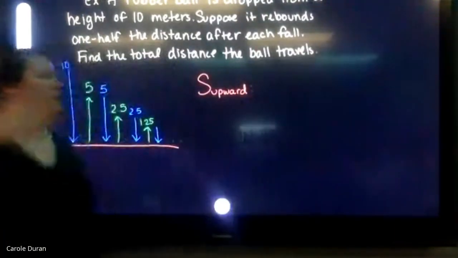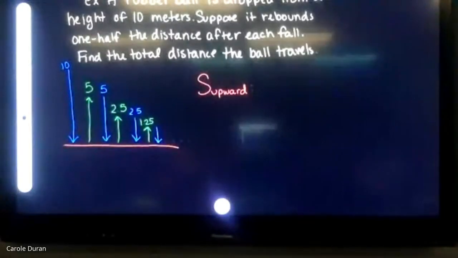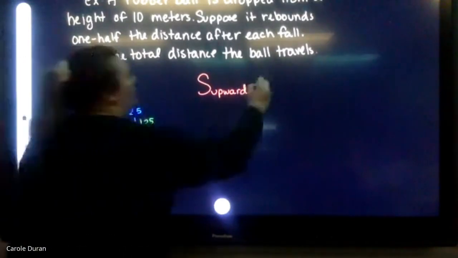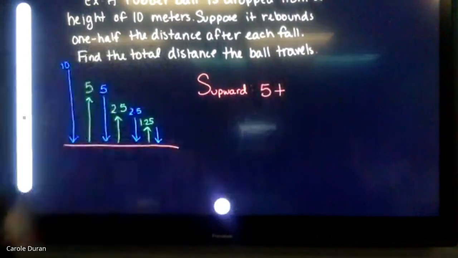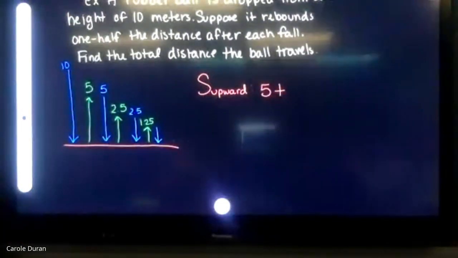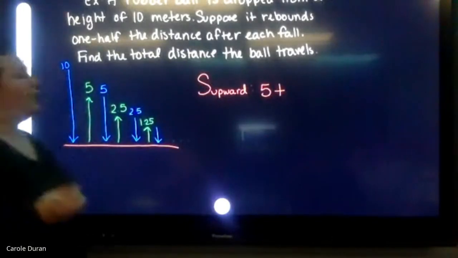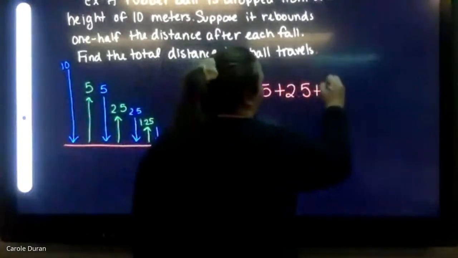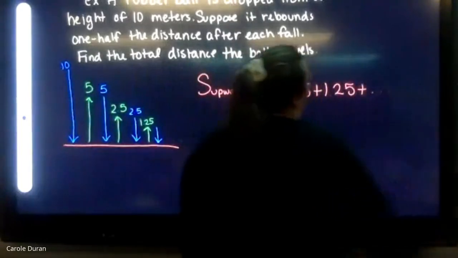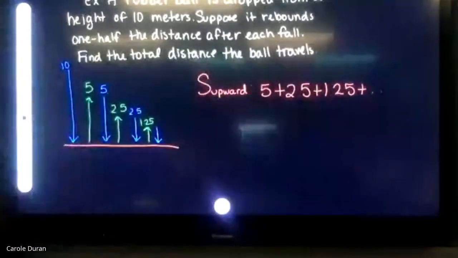So I put S of upward, so the sum of the upward bounces. Of course, I want to go ahead and write what the sequence looks like. That way I know that I'm starting with the correct values. So what was the first upward bounce distance that my ball traveled? 5, right here. And then it went back down and it bounced up again. So what was the height the second time? 2.5. So each time, I'm just getting smaller by 1/2. So this is going to be the sum of all of those upward bounces.